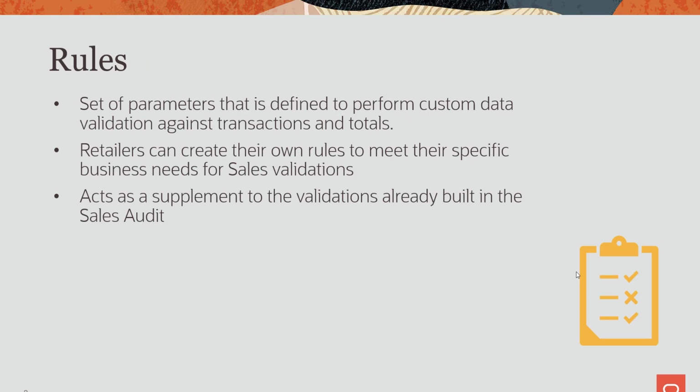Rules are parameters used to perform validations against transactions and totals. Sales Audit has rules included as part of the base application that are designed to ensure quality data and to look for certain conditions that are needed by all retailers. In addition, retailers can define additional rules to meet their more specific needs.